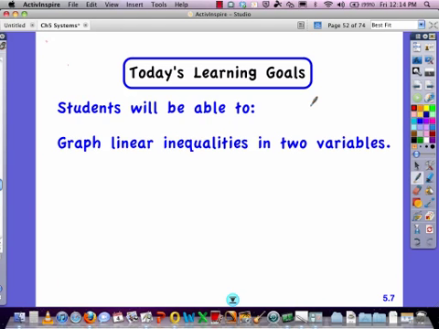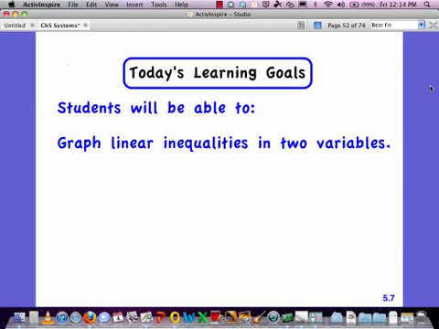Our next section is section 5.7, graphing inequalities in the coordinate plane. You can see that is our one goal, and you've graphed inequalities before, so let's do our reminder, as we say.